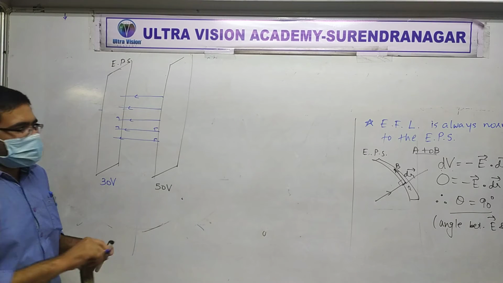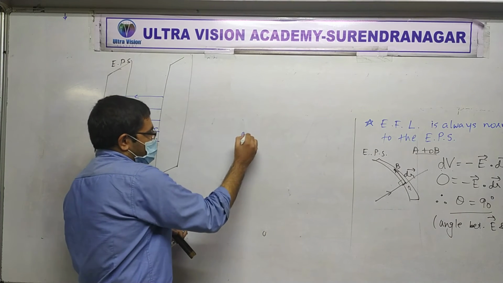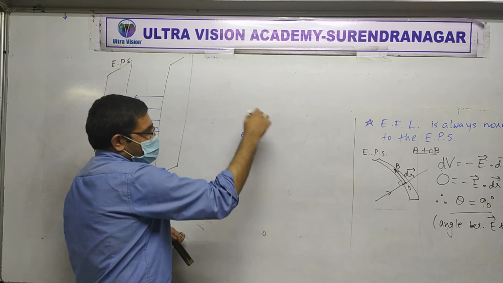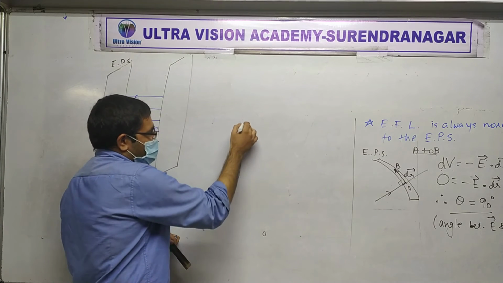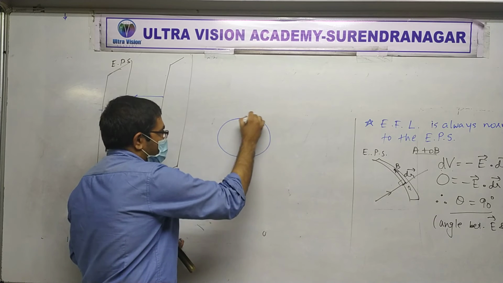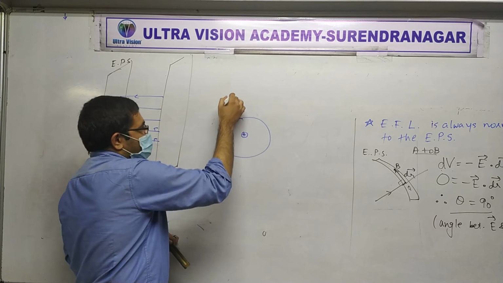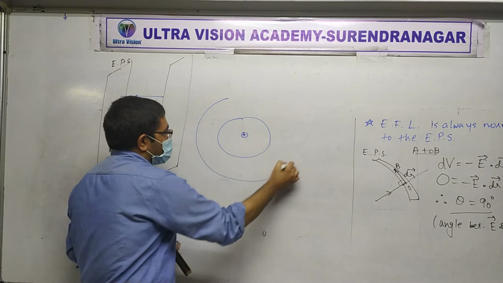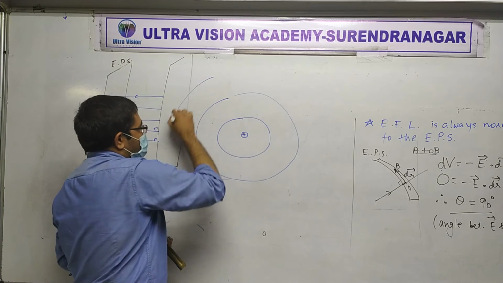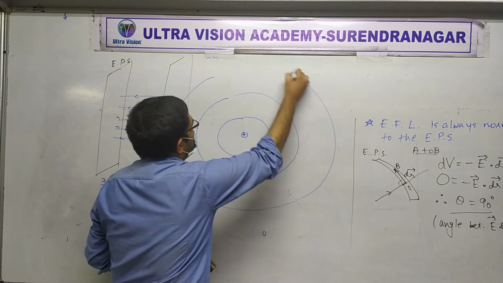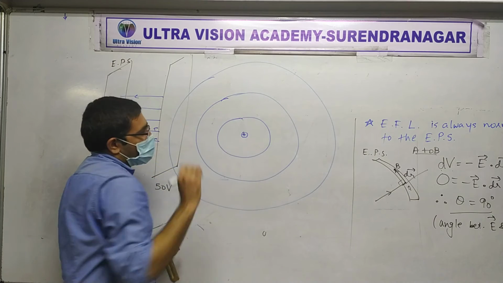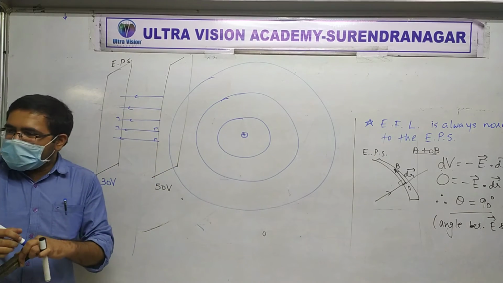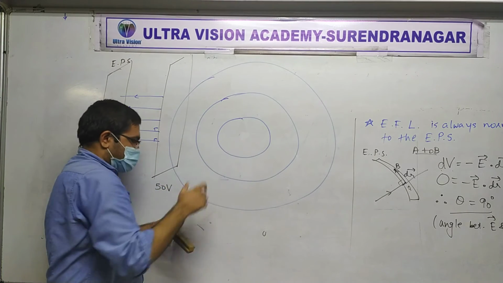Let's take another example: a point charge. Let me draw some equipotential surfaces. First of all, I'll draw one at distance, let's say, 1 meter, for example. Then let's draw another one at distance 2 meters. Like this, do you realize that there will be concentric spheres? Yes or no? Yes.